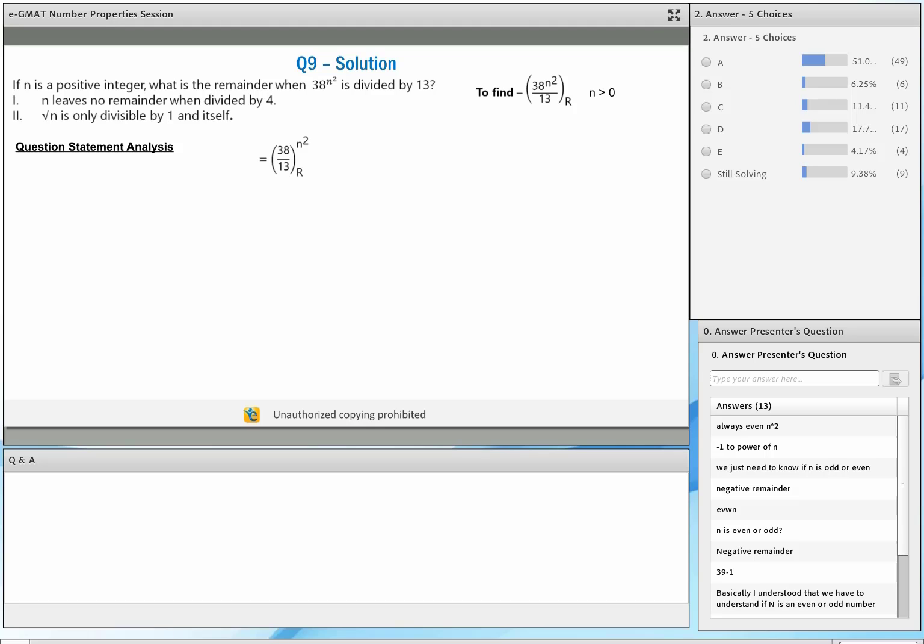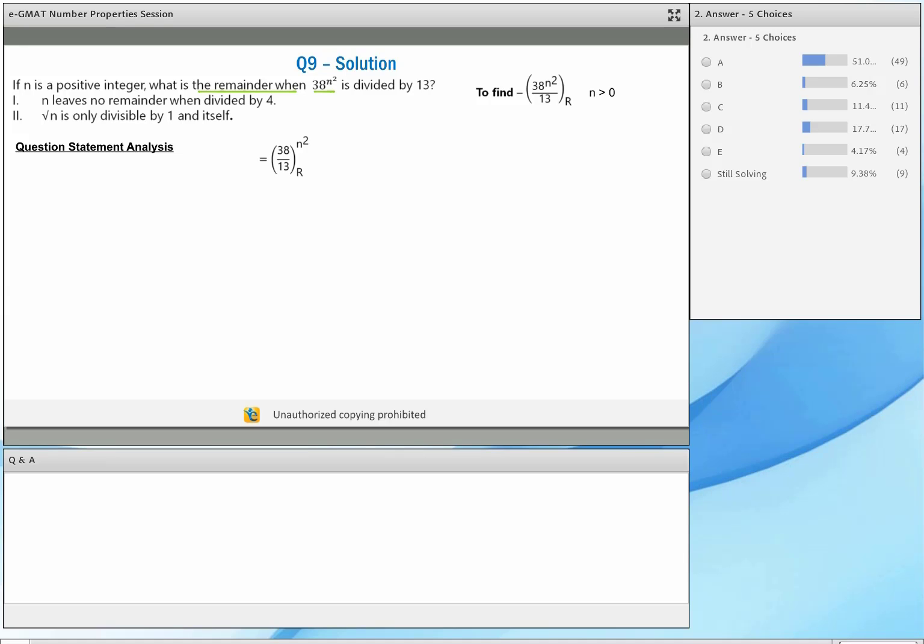So what do we need to find? What is the remainder when 38 raised to the power n squared is divided by 13? Now, how many of you got scared of looking at this expression?